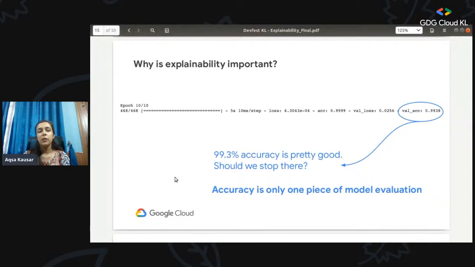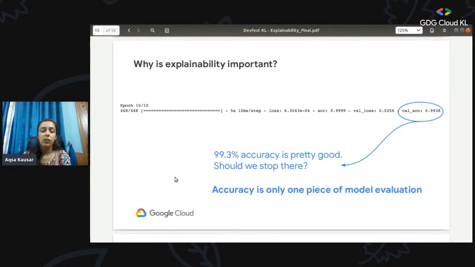So why does explainability play such an important role? Normally, for most models, we use the metric of accuracy, and we say that if it is 99.3% accurate, the model is doing amazingly well, and if the accuracy is low, the model isn't performing too well, right? So we use accuracy to judge how well the model is performing. But accuracy is only one piece of model evaluation. It gives you only one perspective of that model, and explainability gives you another perspective.